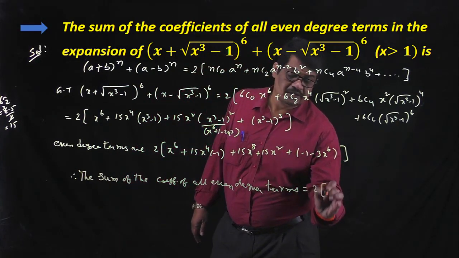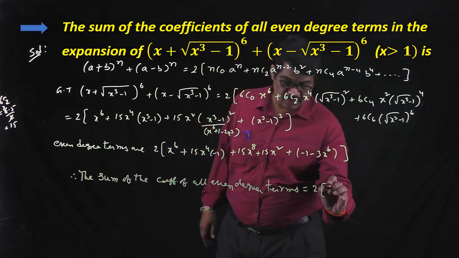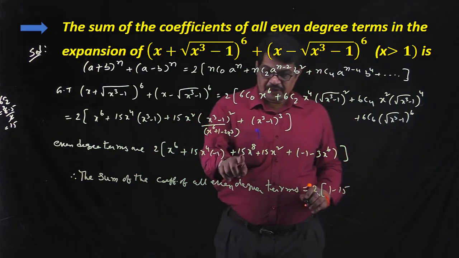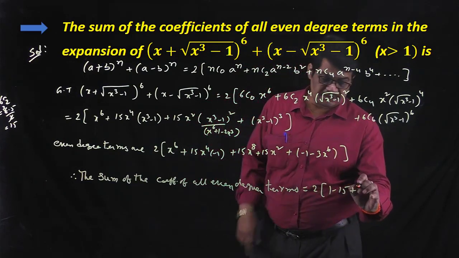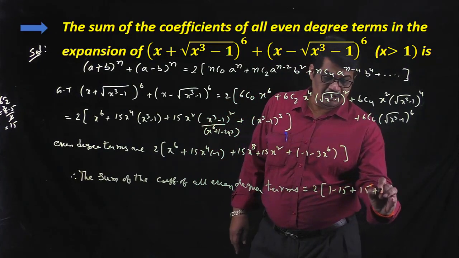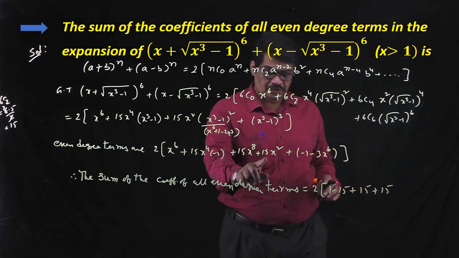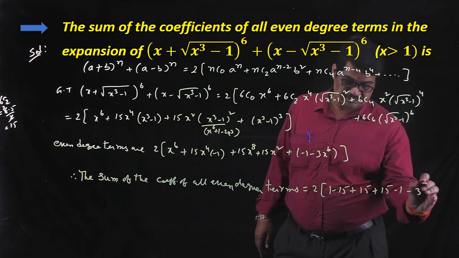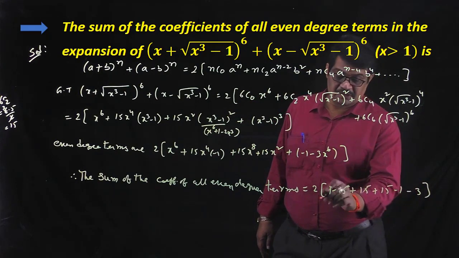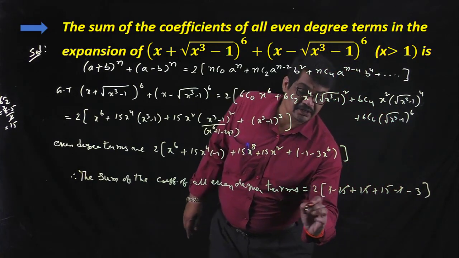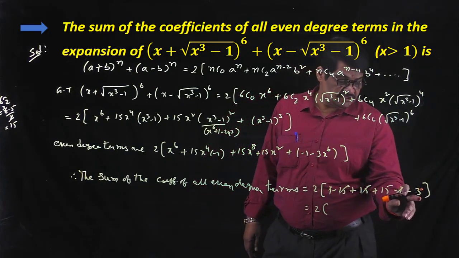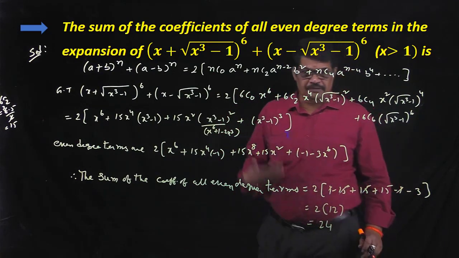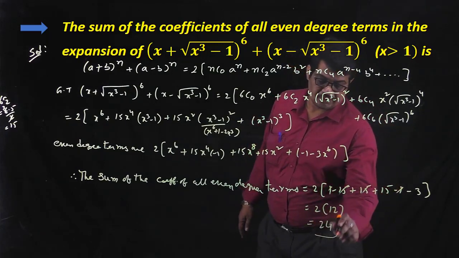Now we have taken here 2. What is x power 6 coefficient is 1. Here x power 4 coefficient, that is minus 15. Here x power 8, that is 15. Here also x power 2, that is an even degree term, that is 15. Here minus 1, here minus 3. Okay, here minus 15 will be cancelled and 1 also cancelled. Then we are getting here 2 into 15 minus 3, that is 12. So 12 into 2, that is 24. Okay, so the answer is 24.